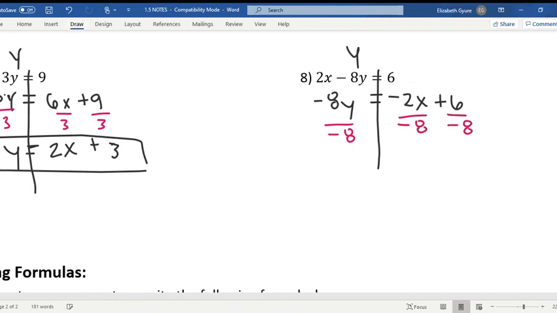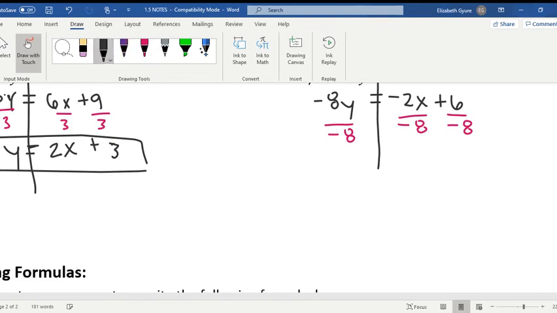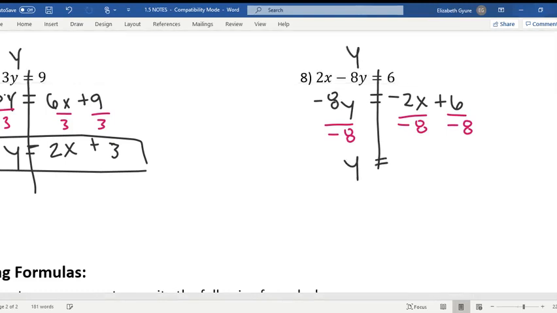Okay, so we're going to divide by negative 8. On the left, they cancel. Now over here, don't you have a smaller number on top? If you're reducing a fraction and you have a smaller number on top, it's going to stay a fraction, okay? So first of all, what's a negative divided by a negative going to be? A positive.